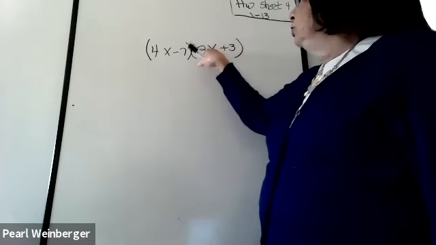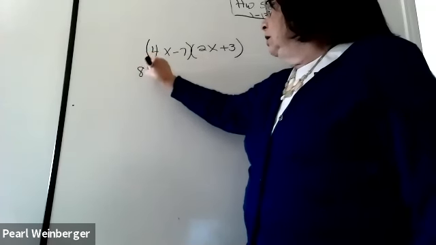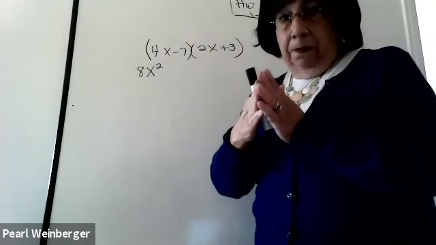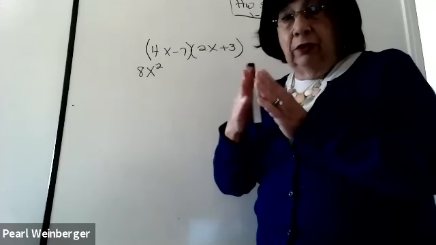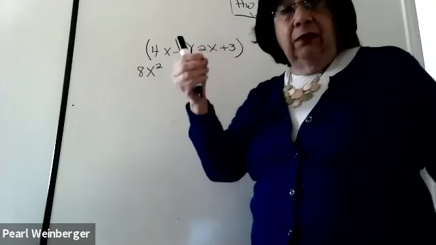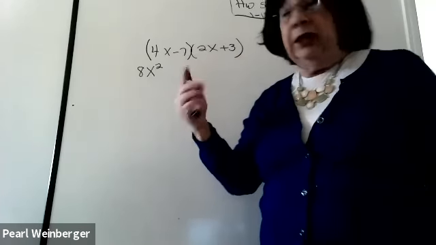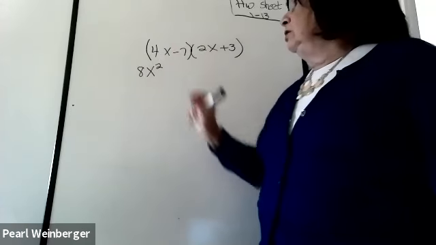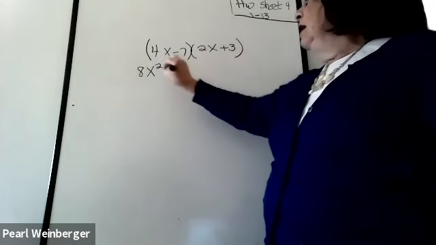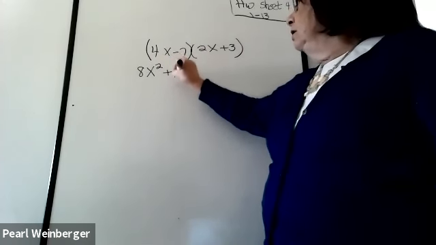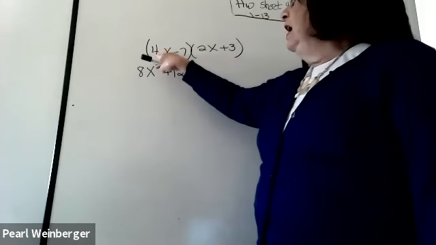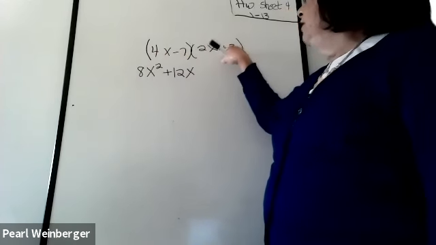So 4x times 2x will give me 8x squared. Remember, when you're multiplying the letters, you add their exponents. And if there's no exponent that you see explicitly there, it's understood that the exponent is 1. So 1 plus 1 gives you 2. So this is 8x squared. Then we take the 4x and multiply it by the 3. That will give us 12x. 4 times 3 is 12, and we just bring the x over. We have now distributed the 4x to each of these terms.